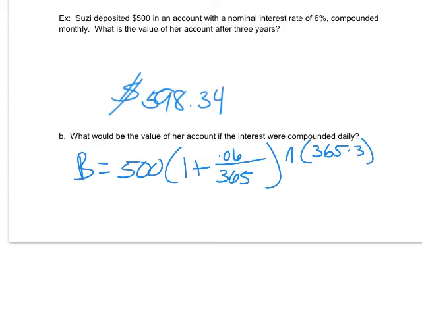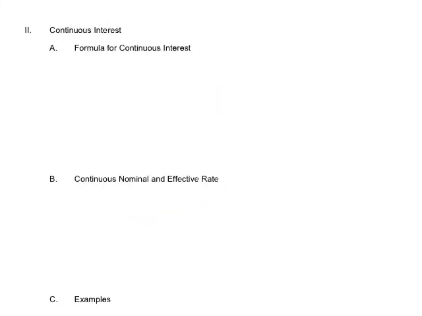So figure that out, and you end up with 598 and 60 cents. You didn't earn much more. So there is kind of a limitation to how much interest you can earn on interest. So we've seen that there isn't much difference between compounding monthly and compounding daily. What if we wanted to compound instantaneously, every single second of every day?